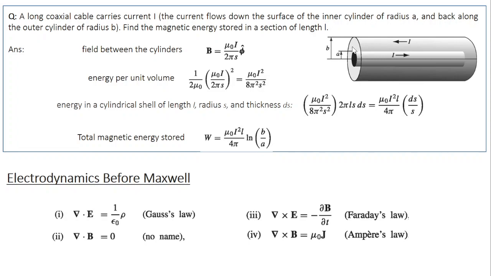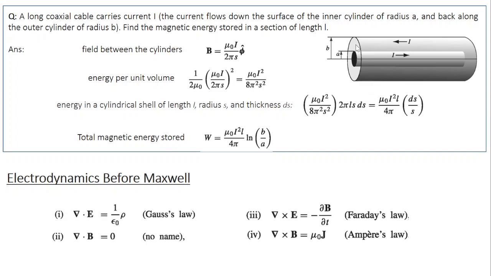Now let's imagine a layer of cylindrical shell of radius s, thickness ds, and length L, and calculate the energy stored in this small layer. So this is energy per unit volume. If you multiply it with the volume of the layer, you get the total energy stored in that layer.